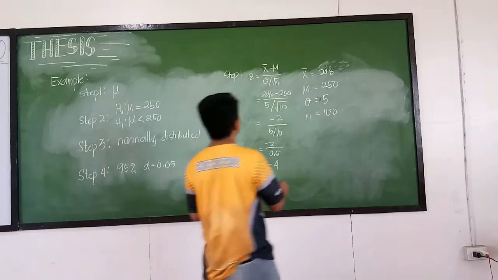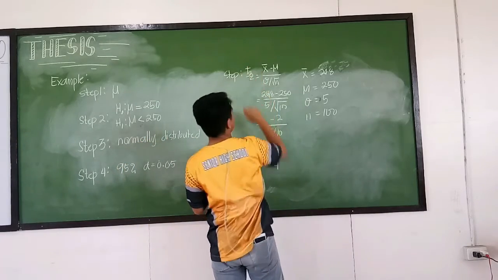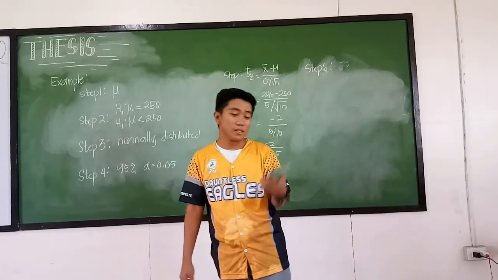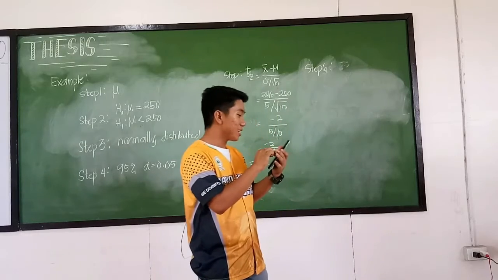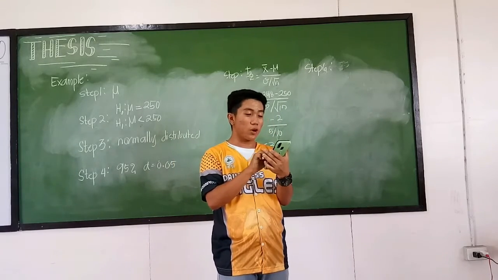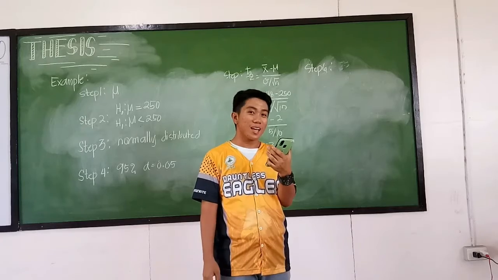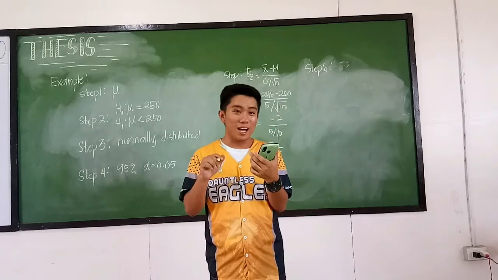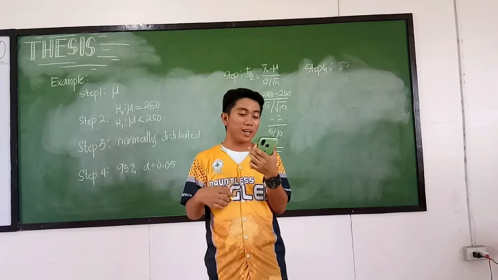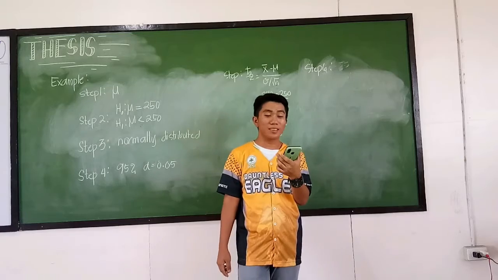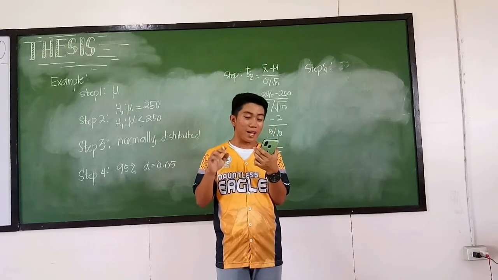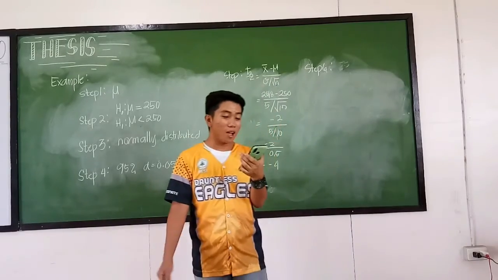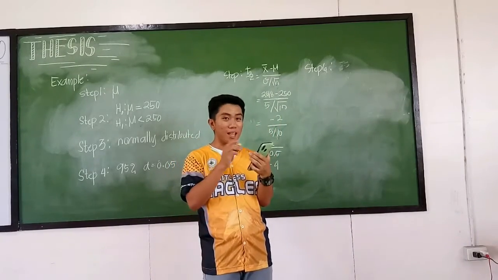Next, step 6. It is to state the decision rule. So the rule will be: reject the null hypothesis if the computed test statistic is less than the critical value. Otherwise, do not reject or accept the null hypothesis.